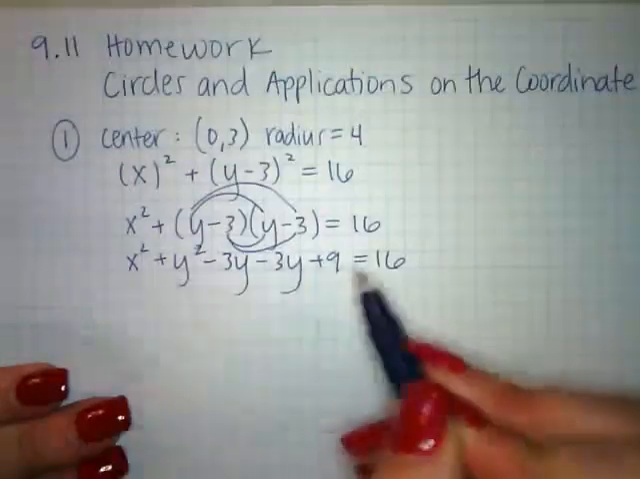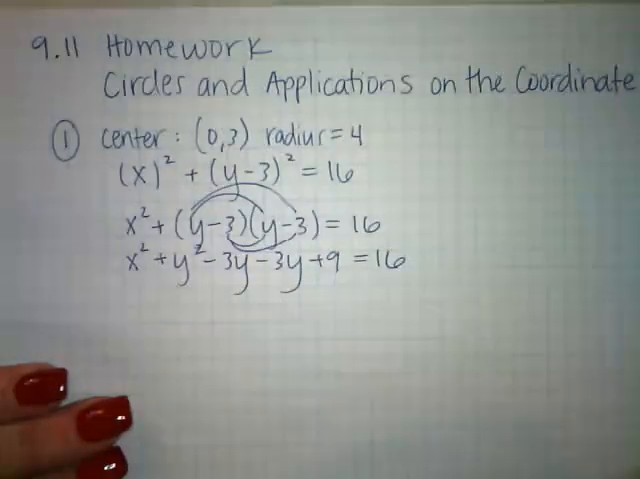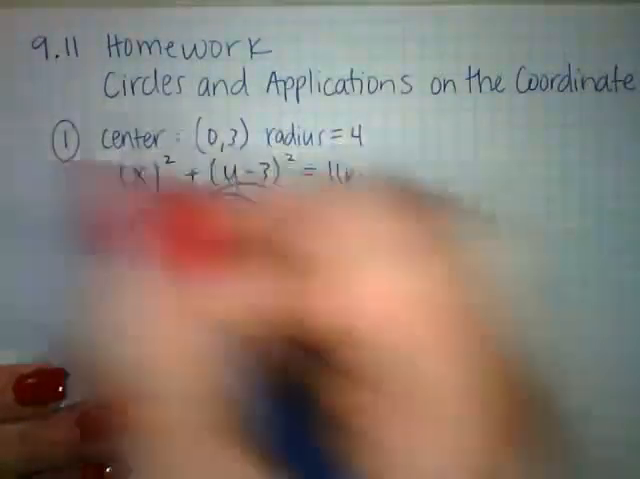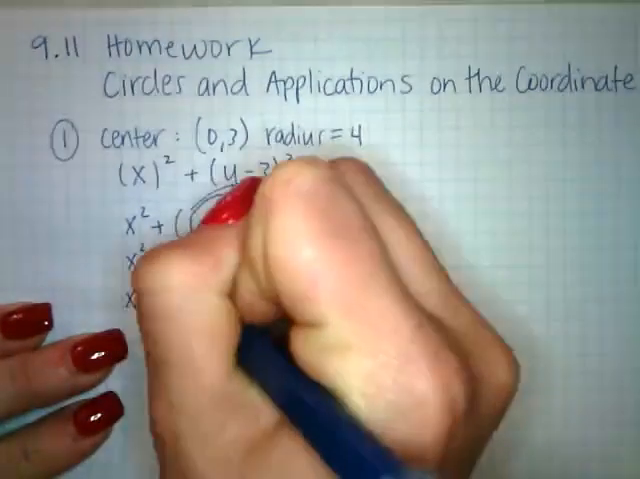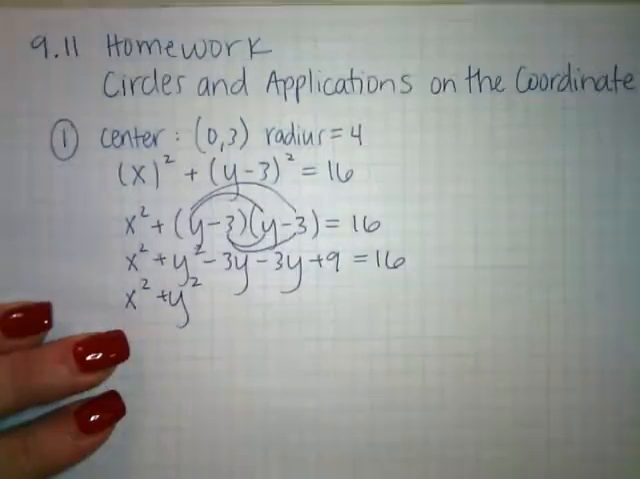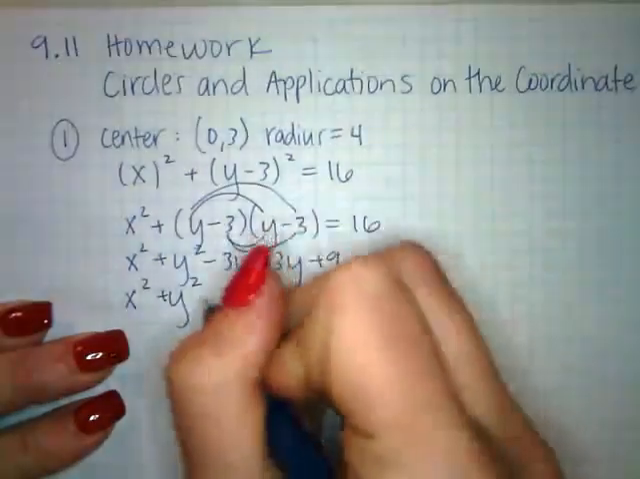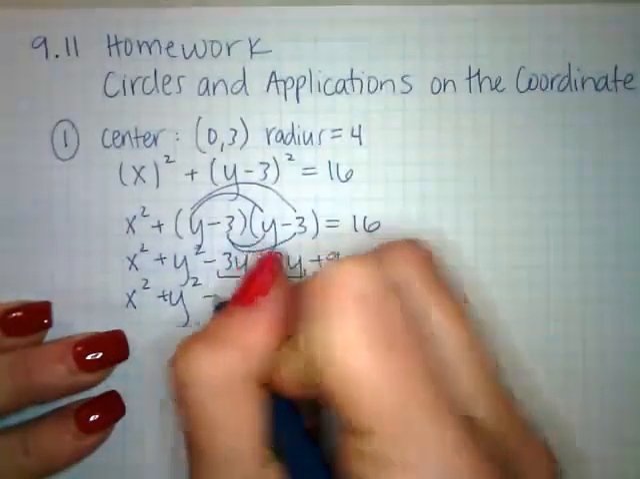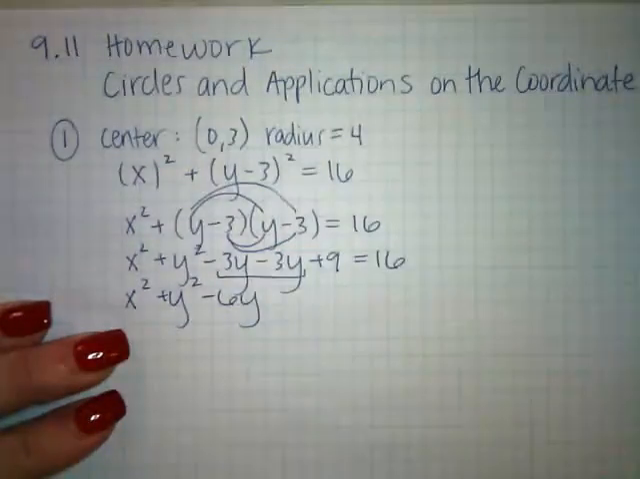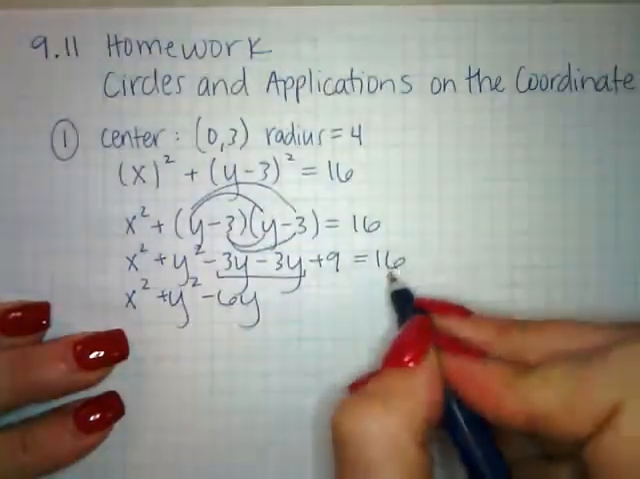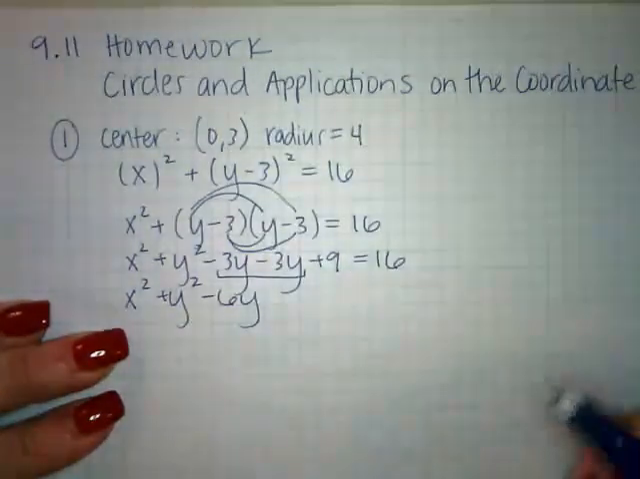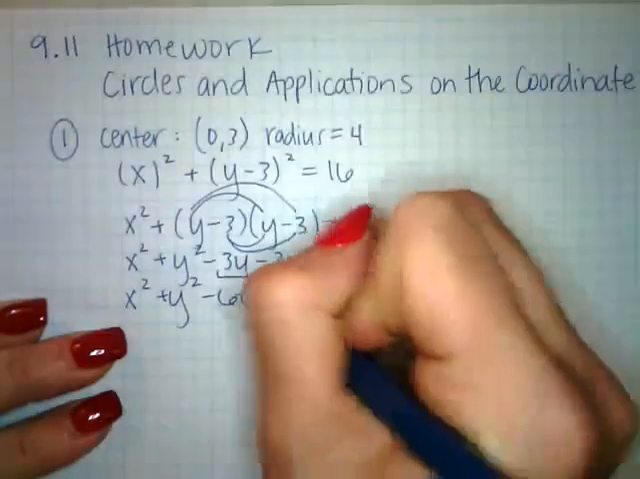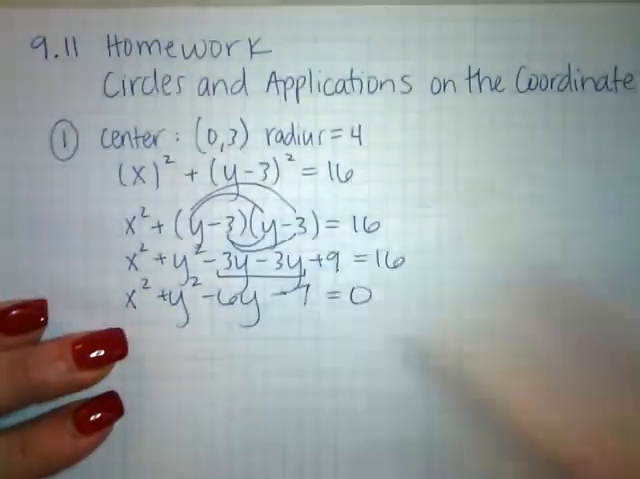Now remember, for this to be in general form, we need to have it going from the highest exponent to the lowest exponent, and it needs to be set equal to 0. So let's rewrite this as x squared plus y squared. That's going to become minus 6y, and we're going to need to subtract the 16 to the other side. When we subtract the 16, that's going to give us a negative 7.